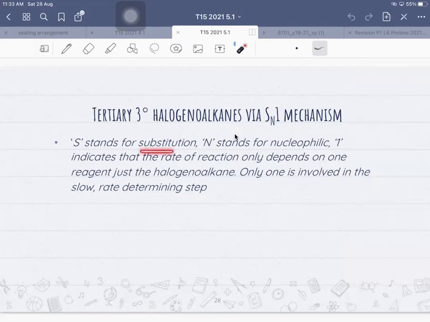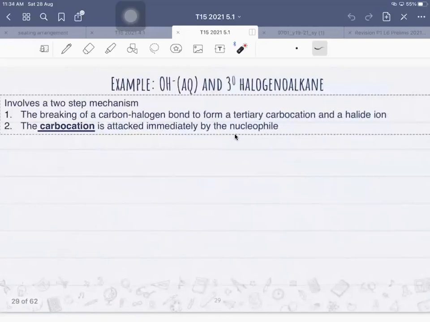S stands for substitution, N for nucleophilic, and the 1 indicates that only one reactant is involved in the slow step. For now, you don't have to worry about what the slow step or the rate determining step is. The example I'm going to use, a simple tertiary halogenoalkane example, is this.